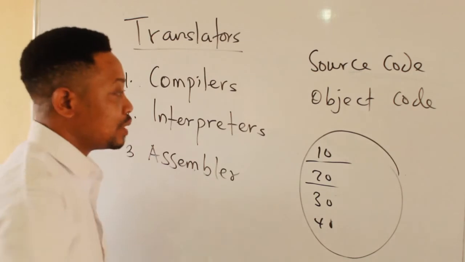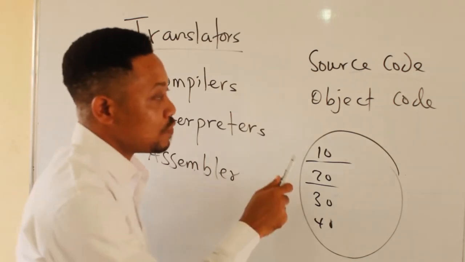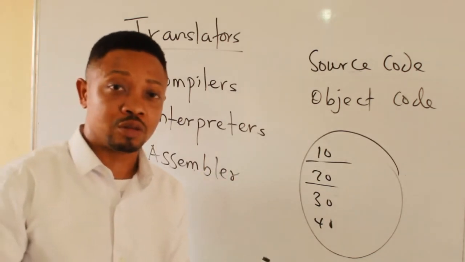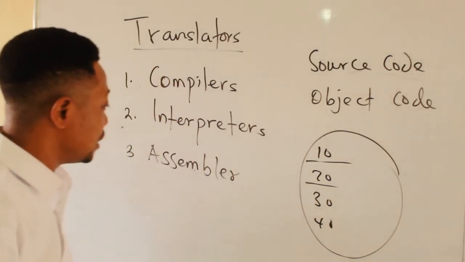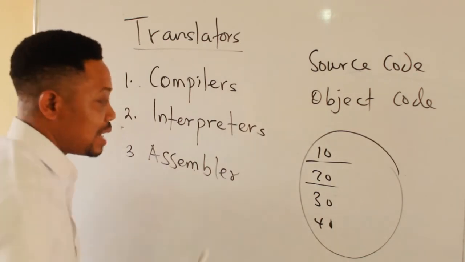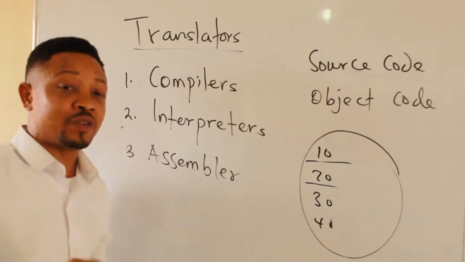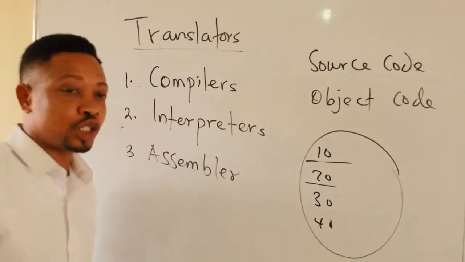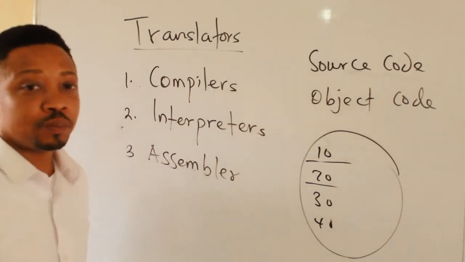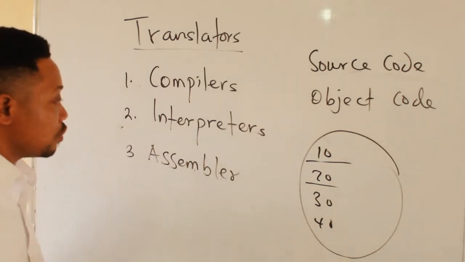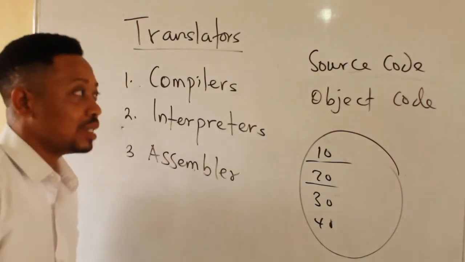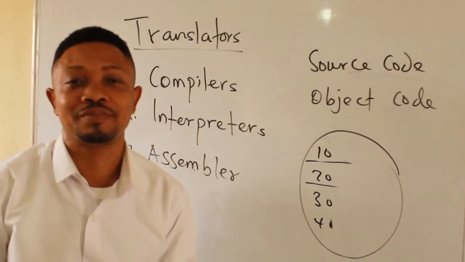While for the interpreter, it will convert this statement line by line. I hope those distinctions are clear. Now, the last one, which we have seen also, is the assembler. The assembler is a program that is written specifically for the conversion of assembly language to the machine language. So also, it will convert from the source code to the object code that the computer will understand.